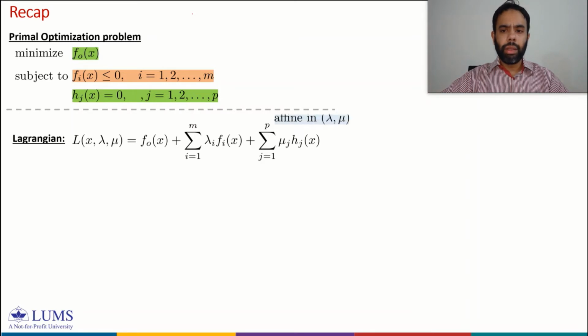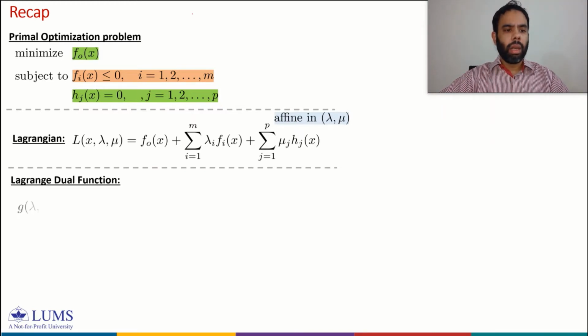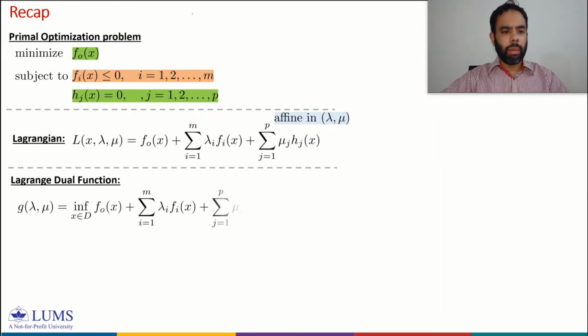And then using this Lagrangian, we determined Lagrange dual function. So we defined Lagrange dual function to be a pointwise infimum of the Lagrangian over x. And we also showed that the Lagrange dual function is concave in lambda and mu, since it is a pointwise infimum of Lagrangian, which is an affine function in lambda and mu.